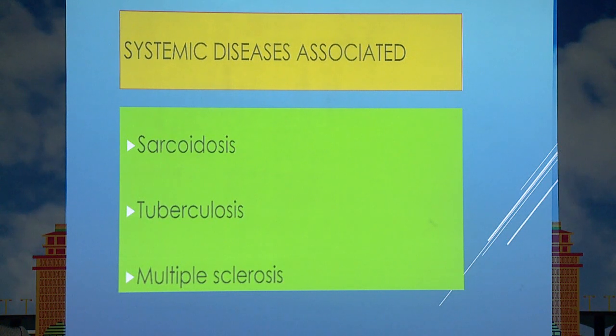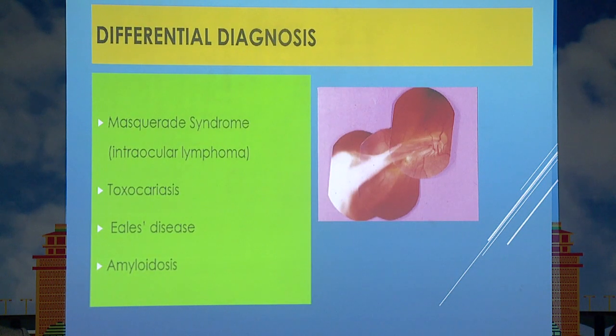The usual systemic diseases associated with intermediate uveitis are sarcoidosis, tuberculosis, and multiple sclerosis. The differential diagnoses in these situations are masquerade syndrome, particularly intraocular lymphoma, toxocariasis, Eales disease, and amyloidosis.